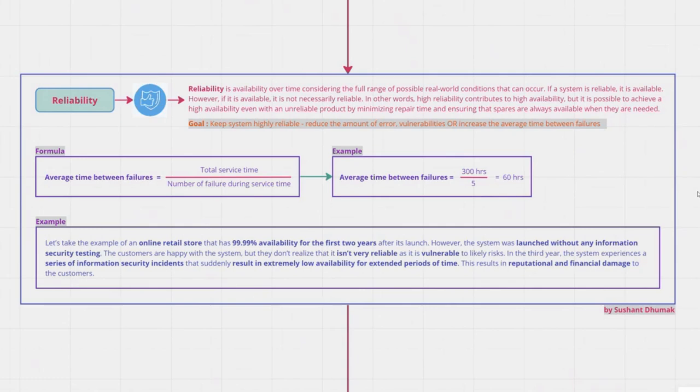Okay. Any question on this? Are you looking for any other example? If you want, I can explain availability and reliability with another example. Is it clear? Yeah, please explain with another example.